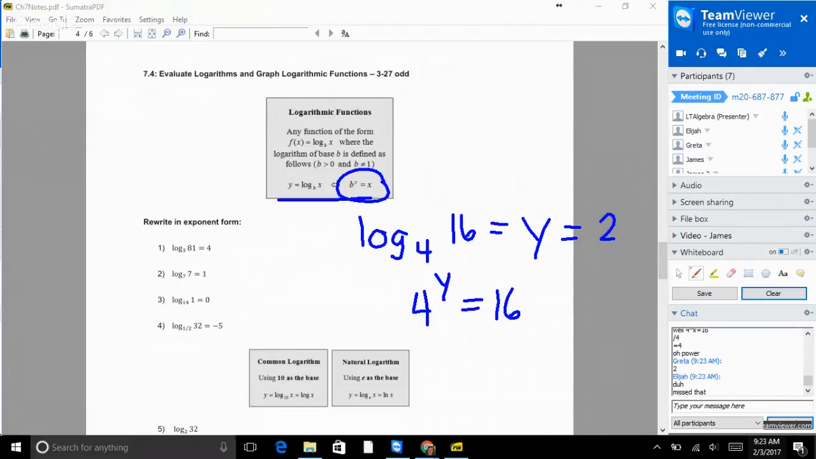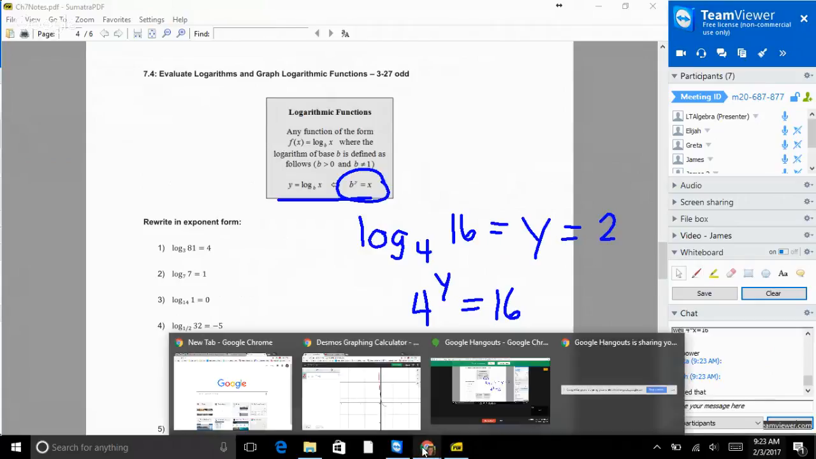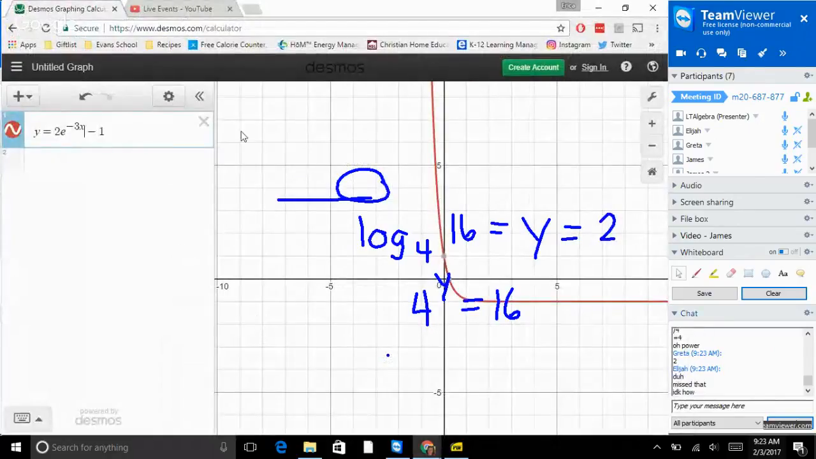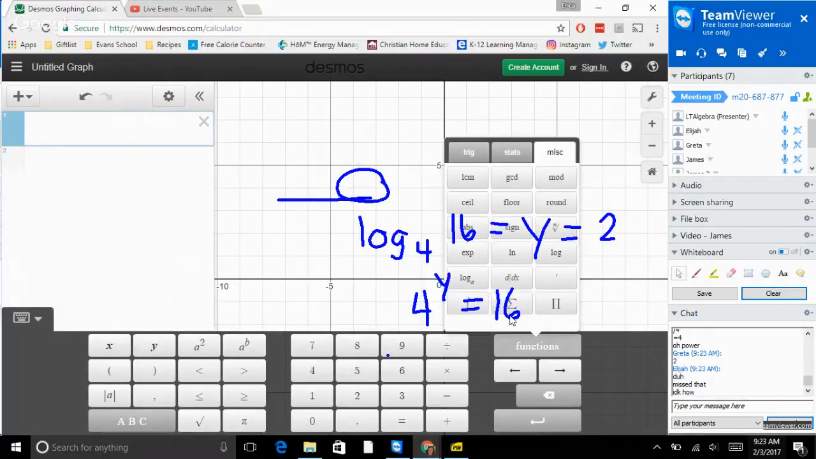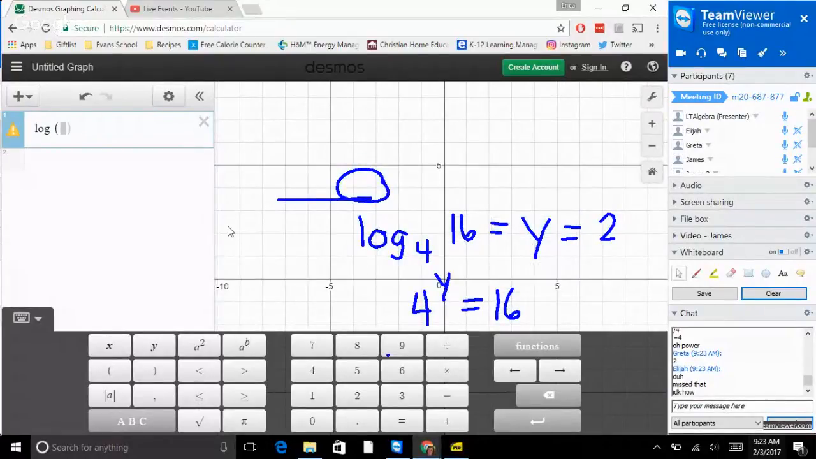If I flip over to Desmos and I do log base 4 of 16, where are you, Desmos? All right. Functions. So you want the one that's log a, because that means that you can put in a base. Log base 4 of 16 is 2. Okay?